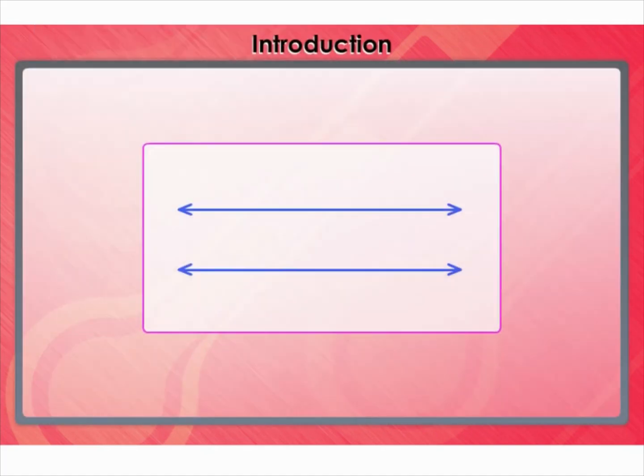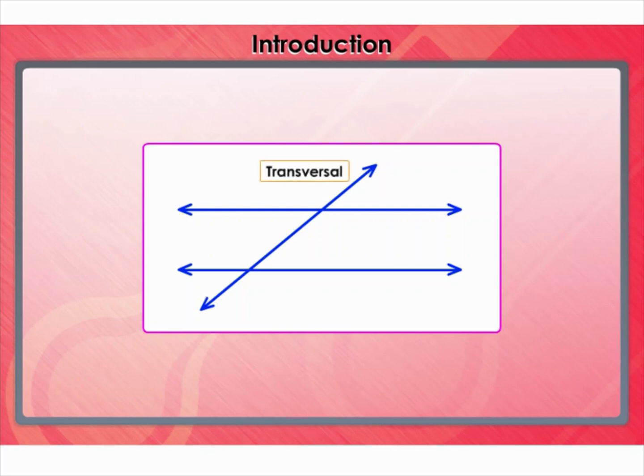Introduction. Two lines in a plane that do not intersect or touch at any point are said to be parallel. They are always the same distance apart. What if a line intersects two or more lines at distinct points? A line which intersects two or more lines at distinct points is called a transversal.